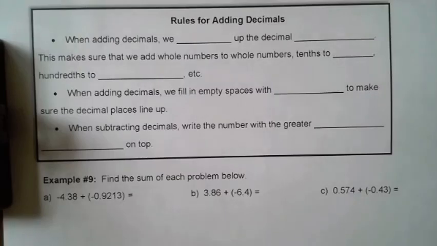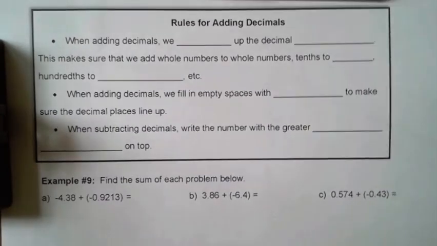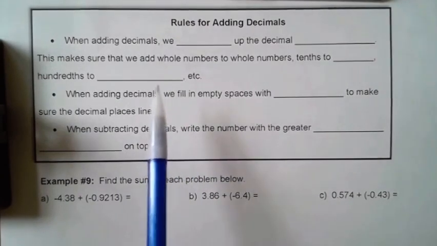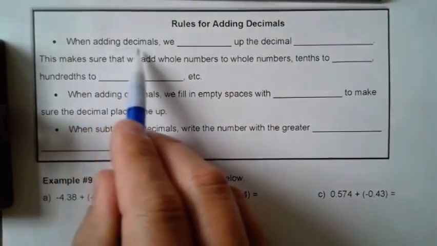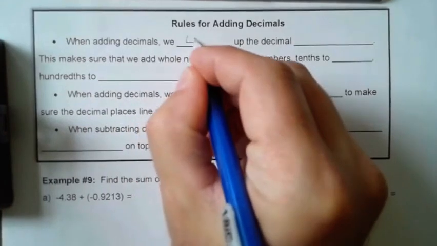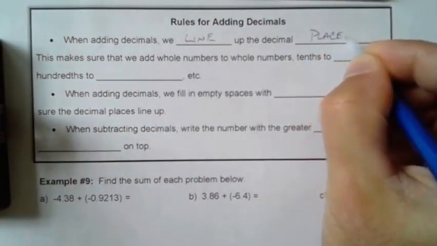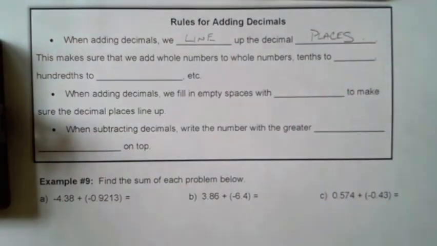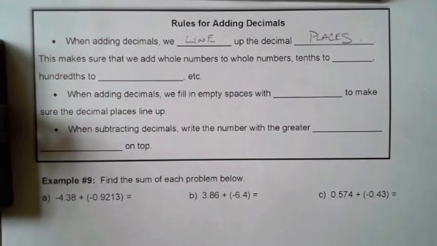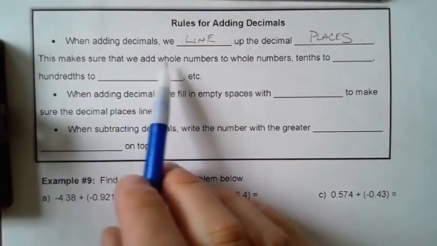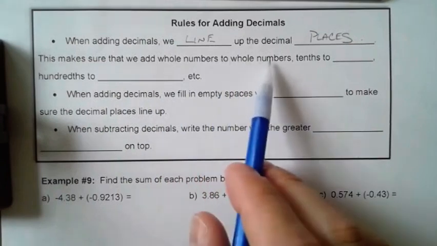We just practiced adding signed fractions, and now let's practice adding signed decimals. Before we do that though, let's review our rules for adding decimals. Remember that when you're adding decimals, we must line up the decimal places. By lining up the decimal places, you will make sure that you add the place values correctly. This will make sure that we add whole numbers to other whole numbers.